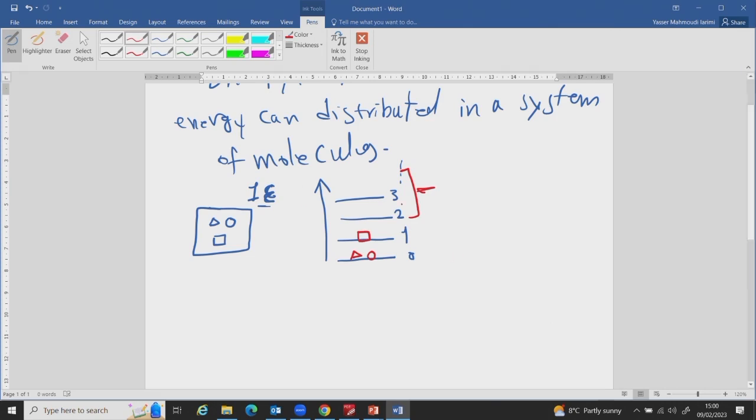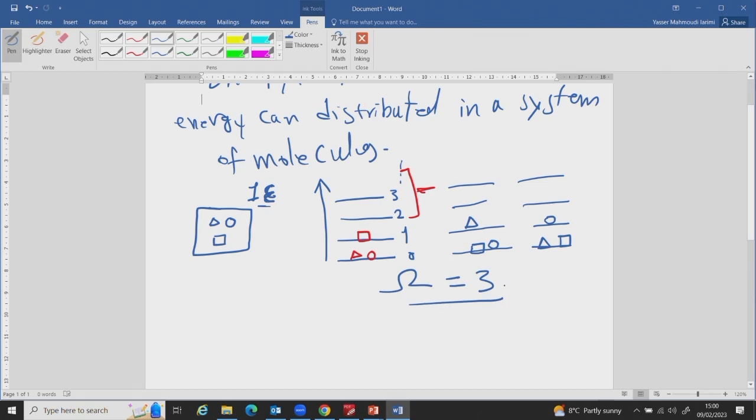So that's one way. Another way would be if my triangle is in here, let's say, and the square and the circle here. The third one would be like this, sorry. So I have a circle and a triangle and this guy here. So how many ways can the system distribute the energy? Three. And this is a parameter which represents the entropy of the system. It's not entropy itself, but that's actually what entropy means. Look, in all three cases, the total energy of the system is one, but the number of ways energy has been distributed within these molecules is three, right? And that is a representation of entropy. Does it remind you of anything about entropy?